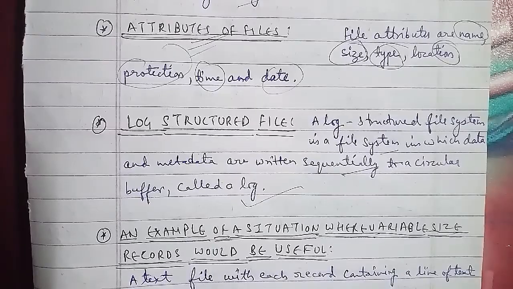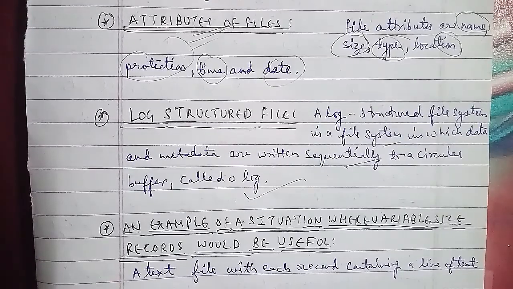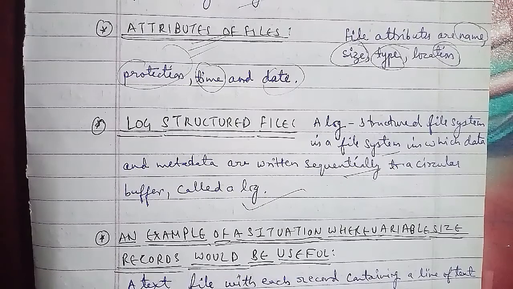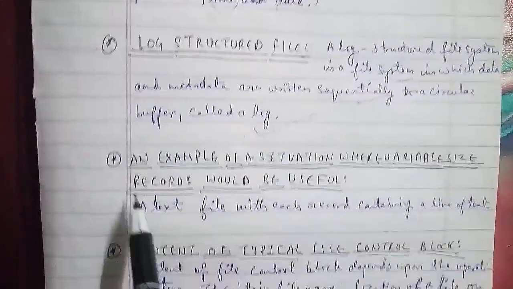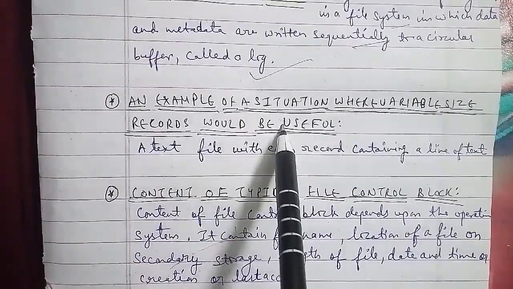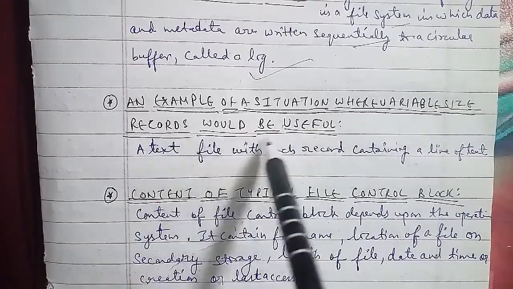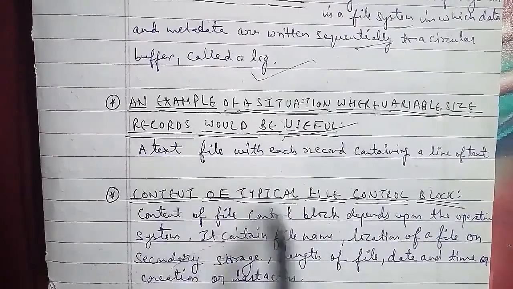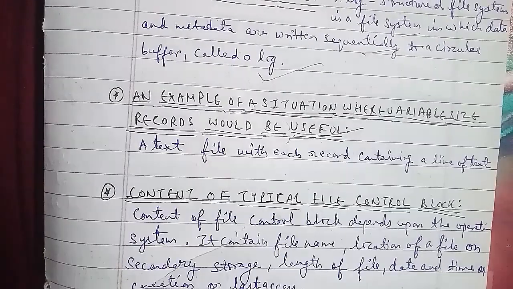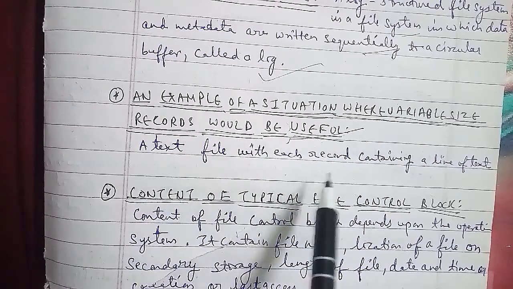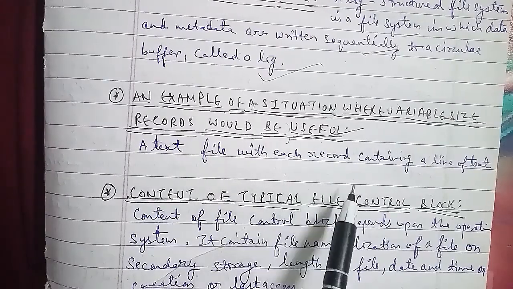Now moving ahead with another topic, and that is the content of a typical file control block. The content of typical file control block था, उसका क्या content था, basically what is the content of the typical file control block, that is what we'll discuss here. The content of a file control block depends upon the operating system, and it contains the file name, location of the file on the secondary storage, the length of the file, date and time of creation, and the last access as well.